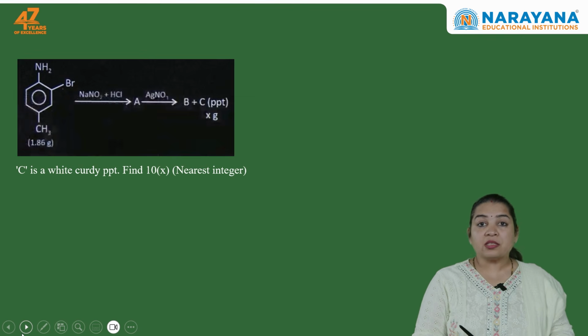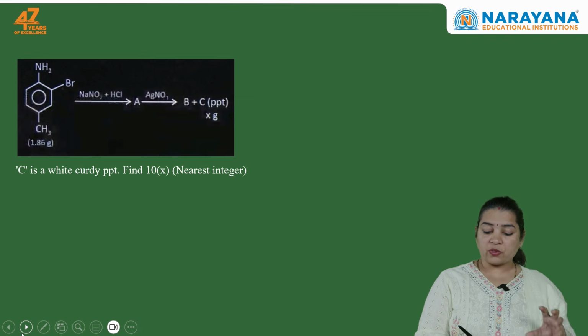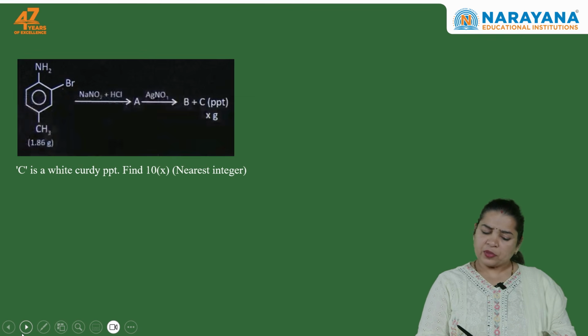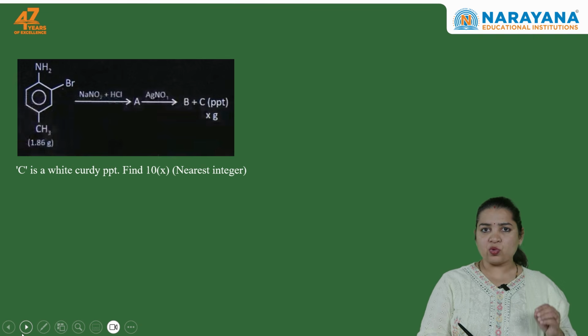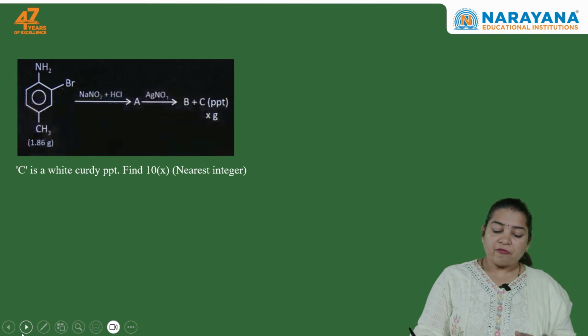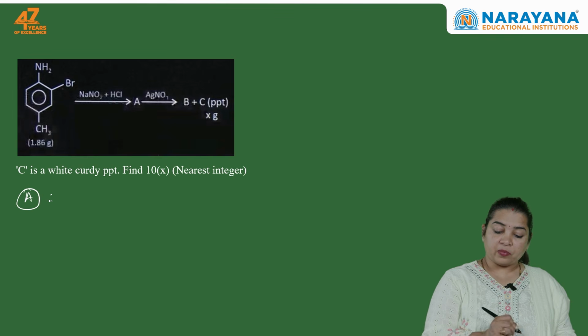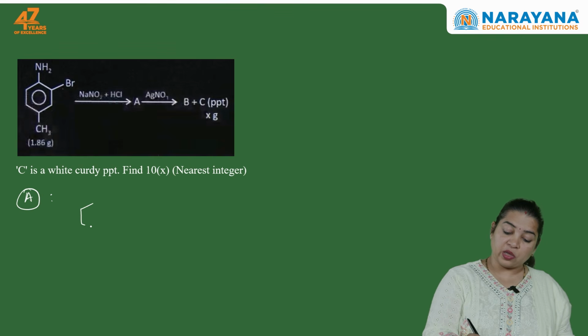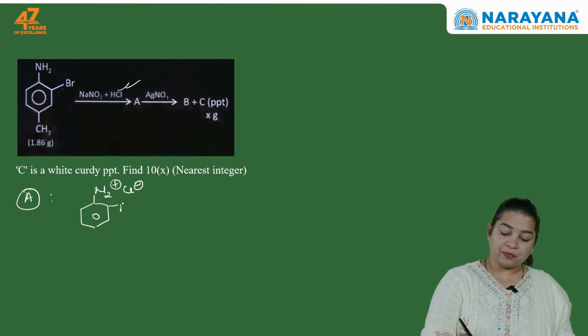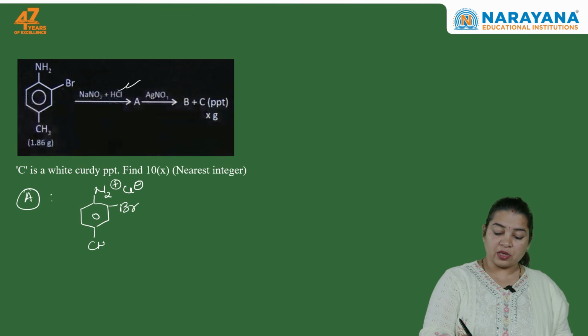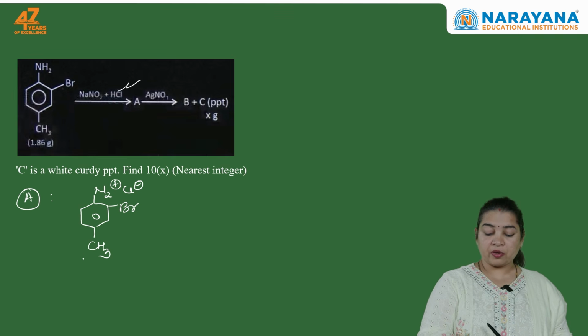Okay, so the answer for this is the third. The next question, as told by our students, was from the integer type. Though it is simpler, in comparison to the last two this question is far simpler. Now, what is the structure of A? A is diazonium, N2 plus Cl minus. Why Cl minus? Because HCl is given, bromine, CH3, right?